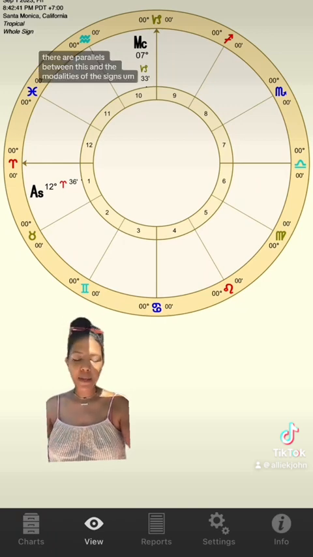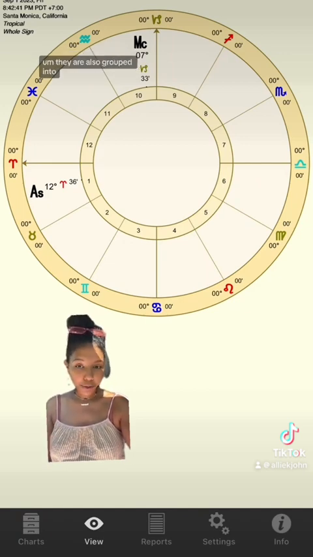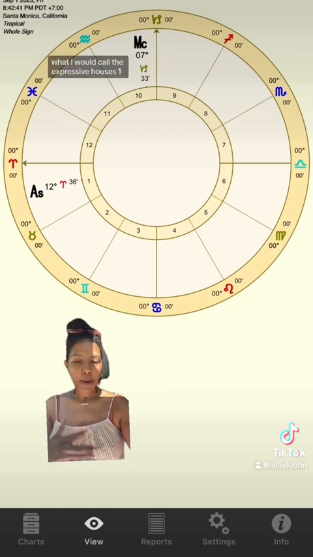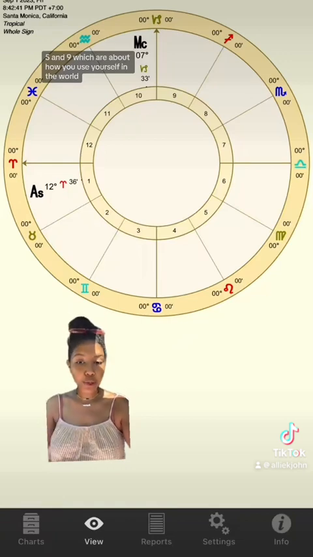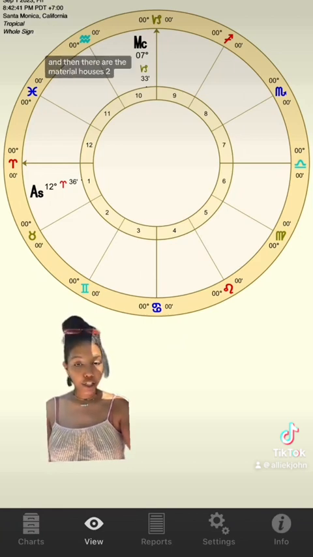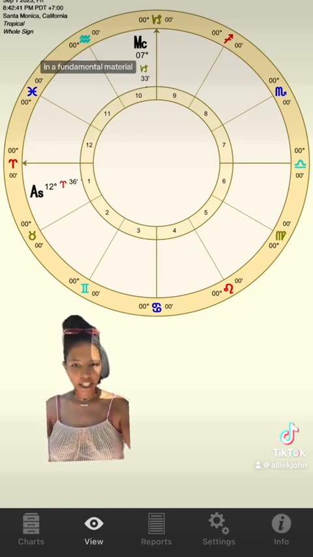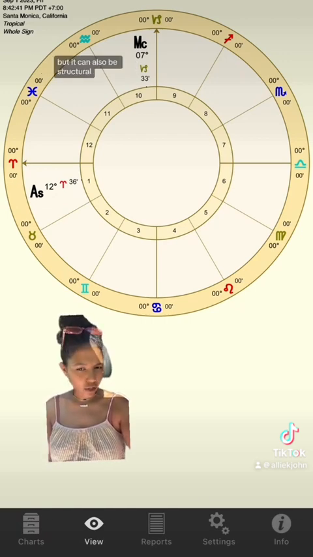There are parallels between this and the modalities of the signs. Then we can also look at these houses in a different way. They are also grouped into what I would call the expressive houses, 1, 5, and 9, which are about how you use yourself in the world, how you make yourself in the world, how you show yourself, and how you are, right? And then there are the material houses, 2, 6, and 10, which speak a lot more to what kind of items you surround yourself with, how you take care of yourself in a fundamental material way. It can be monetary, but it can also be structural in some ways.